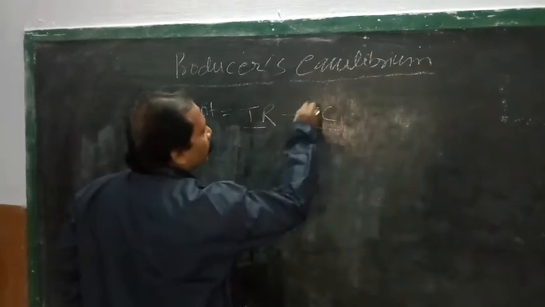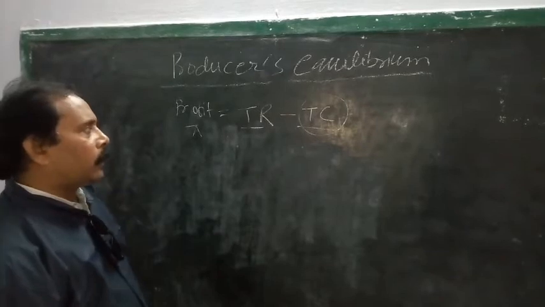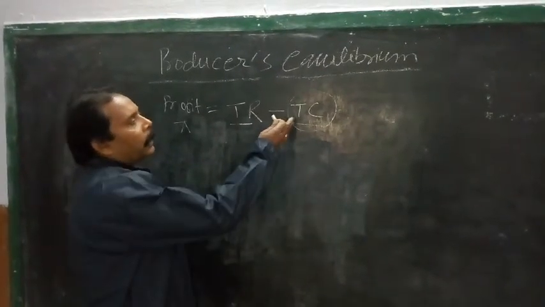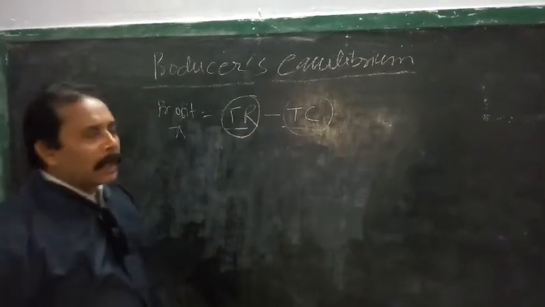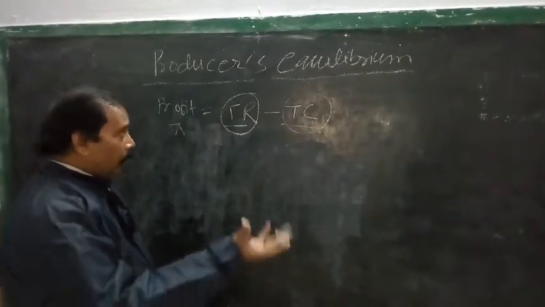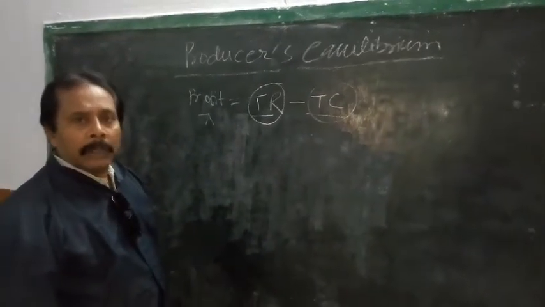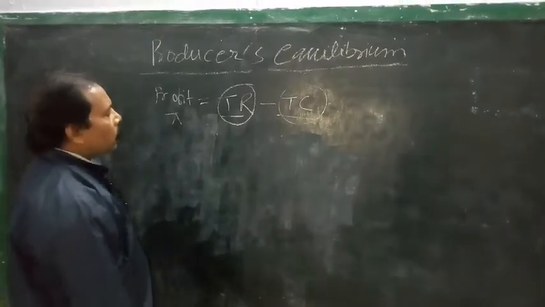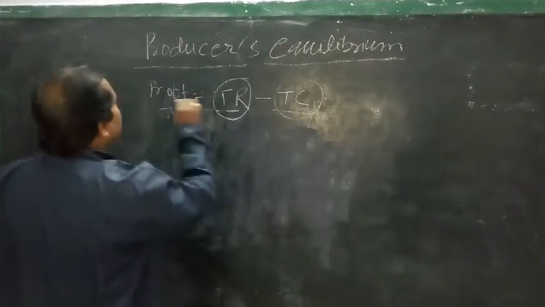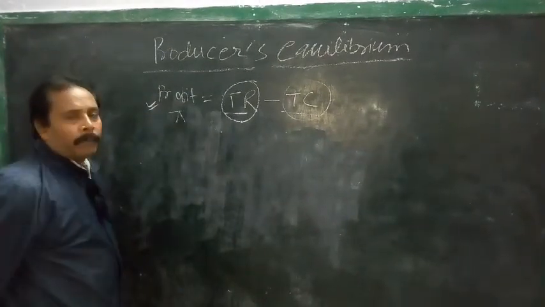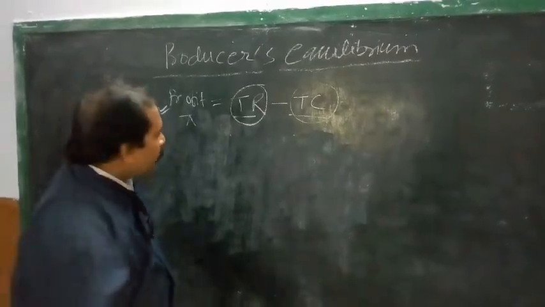Total cost is the total expenditure incurred by a firm during the production process, and total revenue is the total amount earned or received by the firm after selling the goods. Is it clear? Here the difference between total revenue and total cost is considered as profit. Is it clear? Now come to the next point.